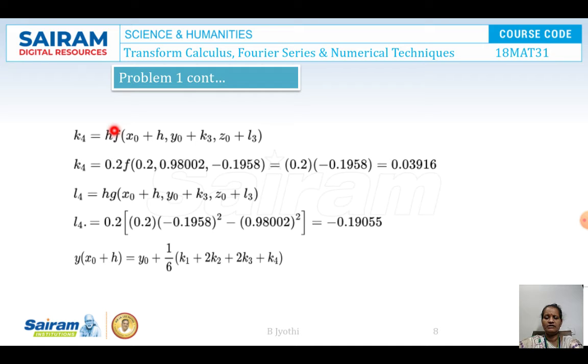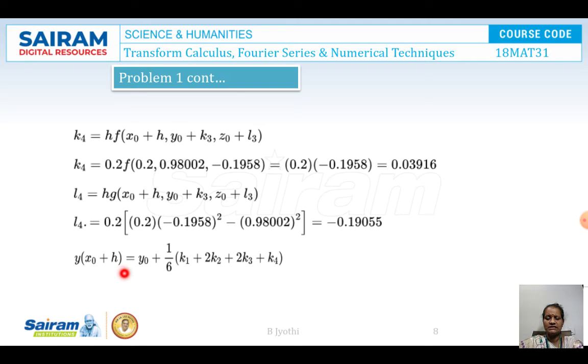K4 is given by the formula h into f of x naught plus h, y naught plus k3 and z naught plus L3, that on substitution and simplification we get 0.03916. And L4 is given by the formula h into g of x naught plus h, y naught plus k3 and z naught plus L3, that on simplification and substitution we get minus 0.19055.